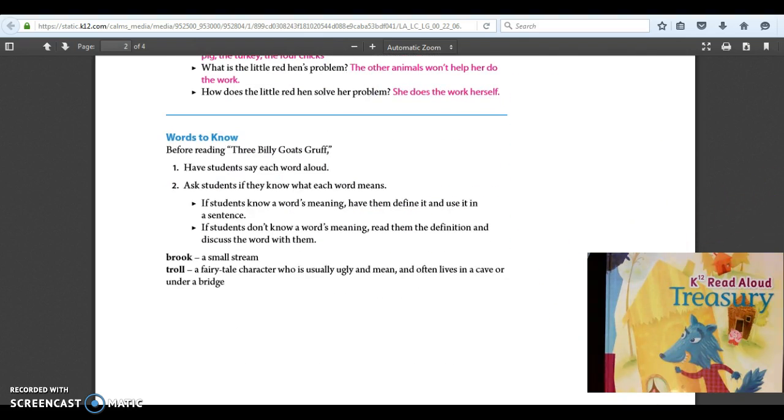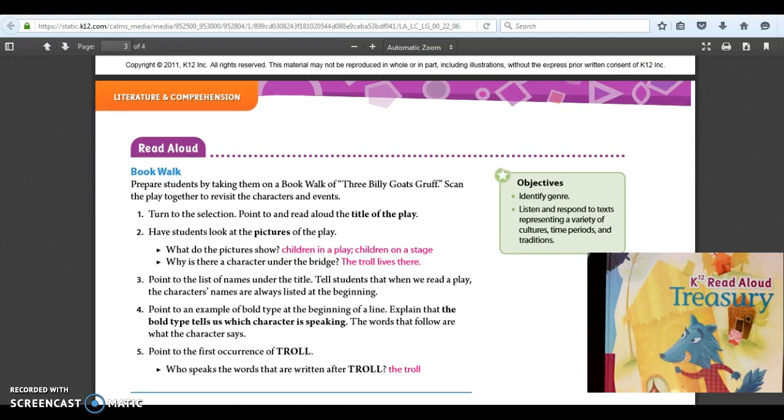All right. Boys and girls, our new words in our story that we talked about in our last lesson were brook, which is a small stream, and a troll, which is a fairy tale character who is usually ugly and mean and often lives in a cave or under a bridge.